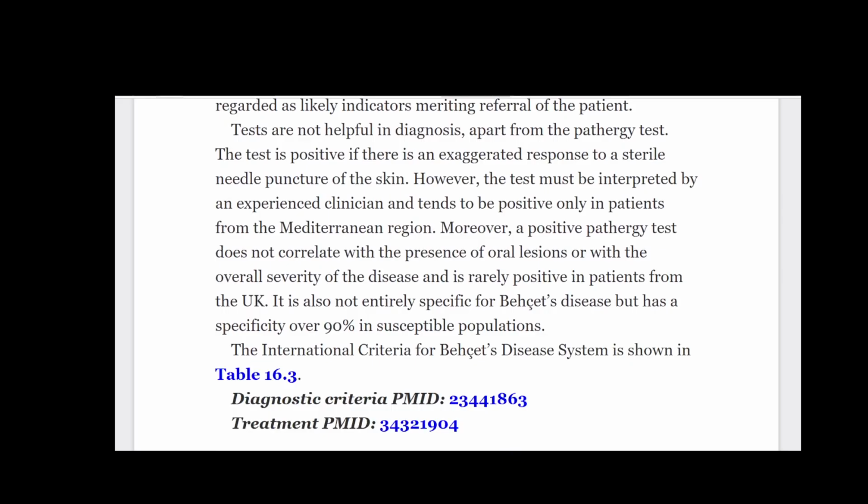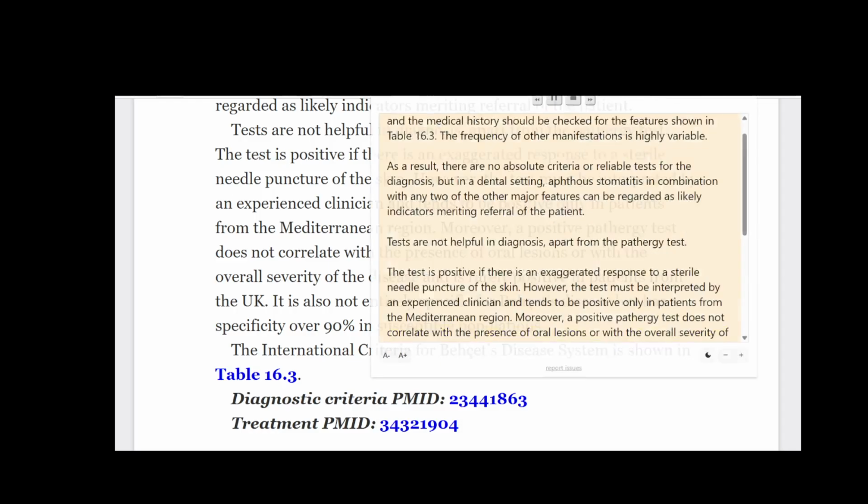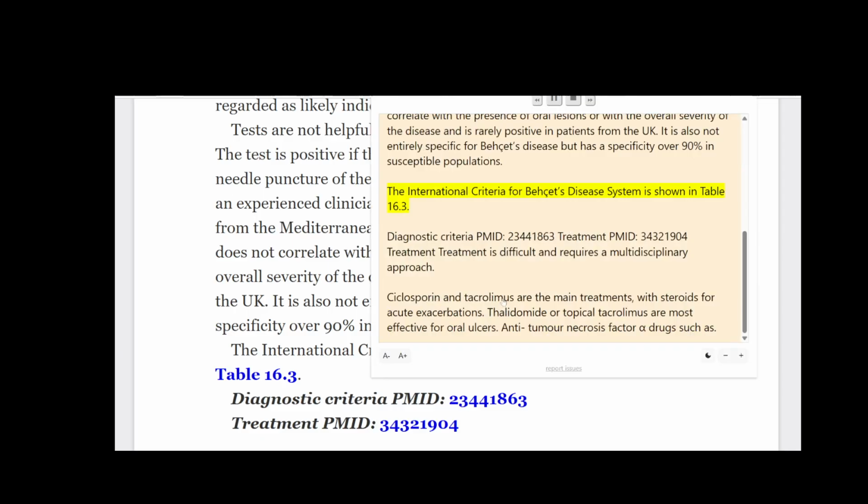The test is positive if there is an exaggerated response to a sterile needle puncture of the skin. However, the test must be interpreted by an experienced clinician and tends to be positive only in patients from the Mediterranean region. Moreover, a positive pathergy test does not correlate with the presence of oral lesions or with the overall severity of the disease and is rarely positive in patients from the UK. It is also not entirely specific for Behçet's disease but has a specificity over 90% in susceptible populations. The international criteria for Behçet's disease system is shown in Table 16.3.